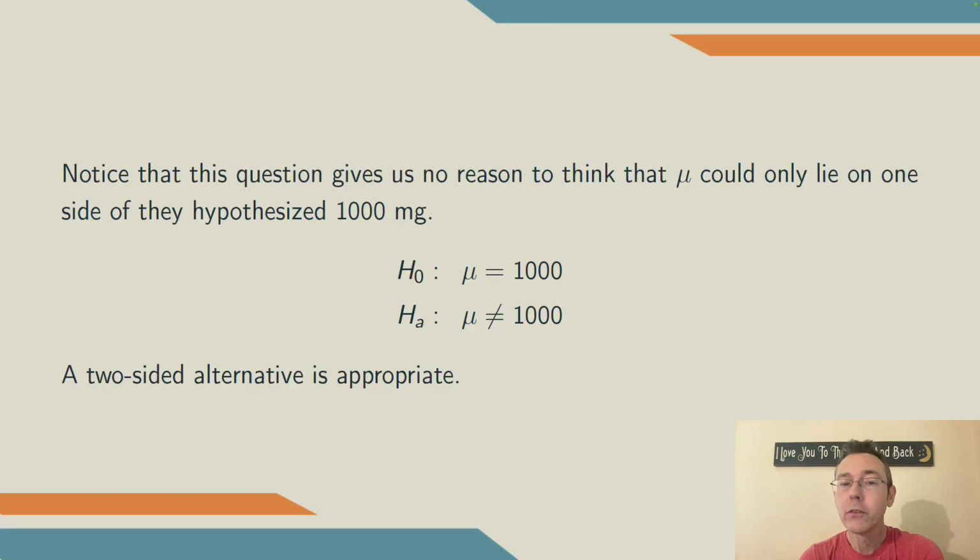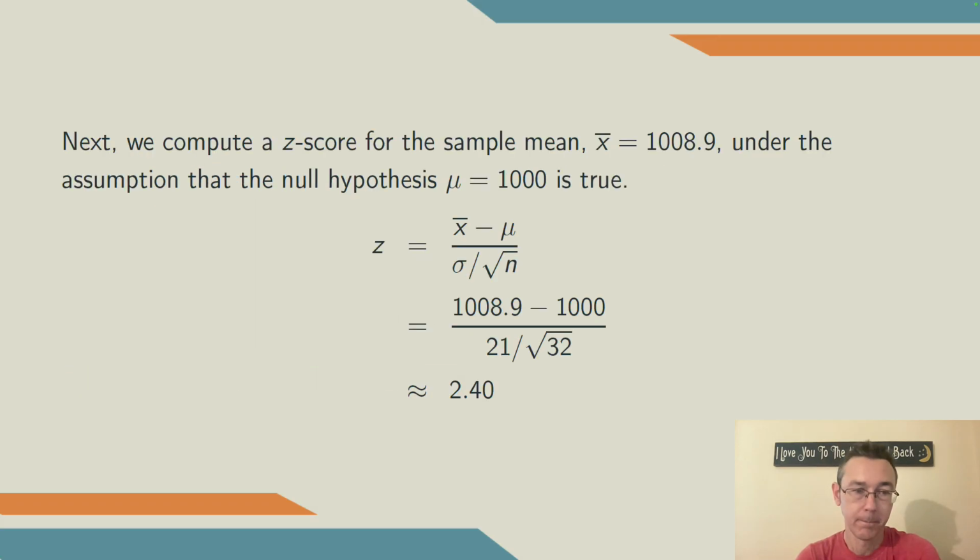So this question gives us no reason to think that mu could only lie on one side of the hypothesized value of 1,000 milligrams. Our null hypothesis is going to be that mu is 1,000. We're going to choose a two-sided alternative, mu not equal to 1,000. In this case, it's possible that mu is greater than 1,000 or less than 1,000, and there's no reason that we should only care about one or the other.